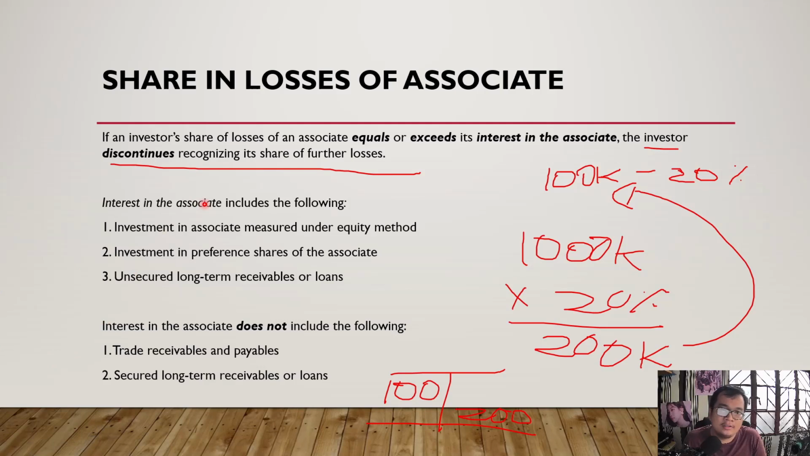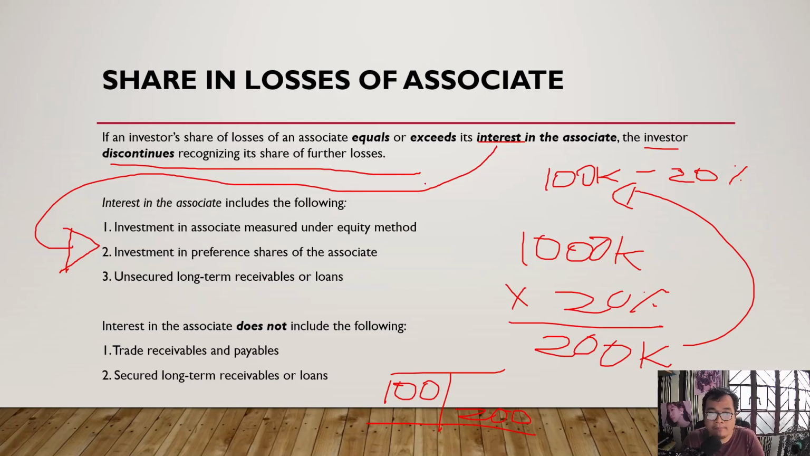So, here we are. Interest in the associate includes the following. These are your interests in the associate: investment in associate measured under equity method, investment in preference share of the associate, and unsecured long-term receivable or loans. Take note. The interest referred to here does not only mean the ones measured under the equity method. It also pertains to these three. So, combine them: investment in associate measured under equity method, investment in preference share of the associate, and unsecured long-term receivable loan.